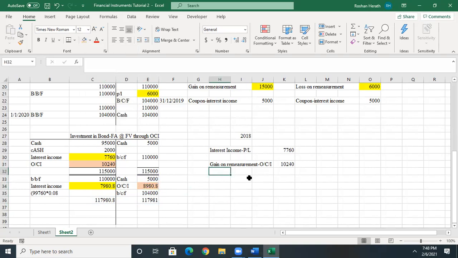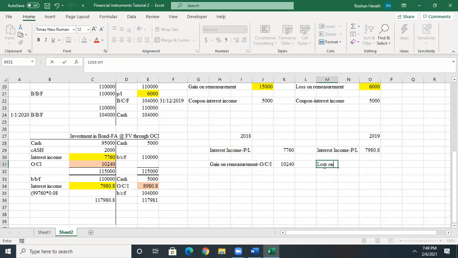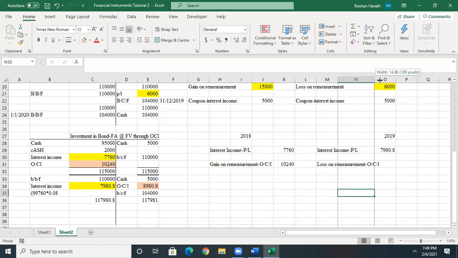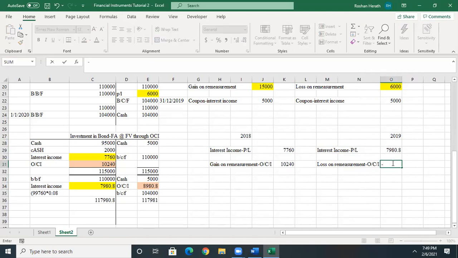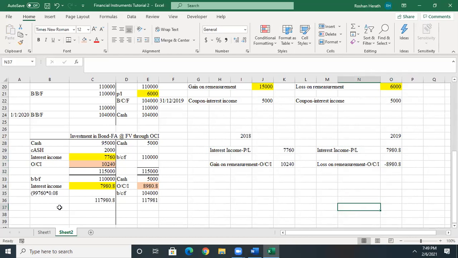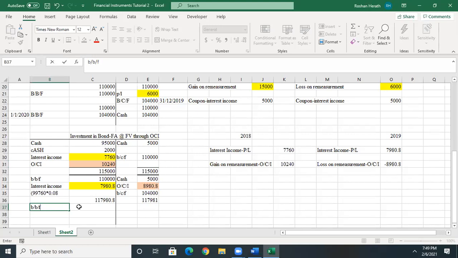So if you have done this for 2019, you have the interest income that you would usually charge to the P&L, 7,980.8. For the OCI, the loss on remeasurement, how much did you take? It's going to be 8,980.8.